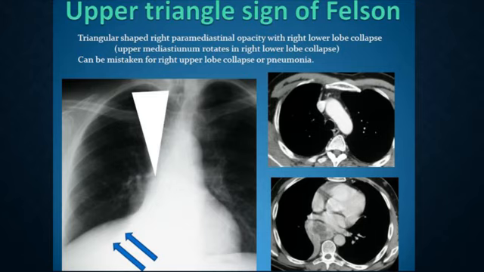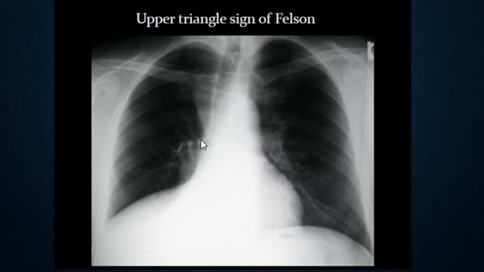What do you mean by that? What happens is the following. There is a right lower lobe collapse here, okay, silhouetting the right heart border. Okay, till now? What happens when there is a right lower lobe collapse, the mediastinum will rotate, resulting in appearance of this part. This is not a right upper lobe collapse, it's exactly the opposite. It's a right lower lobe collapse. And that's what we call the upper triangle sign of Filson.